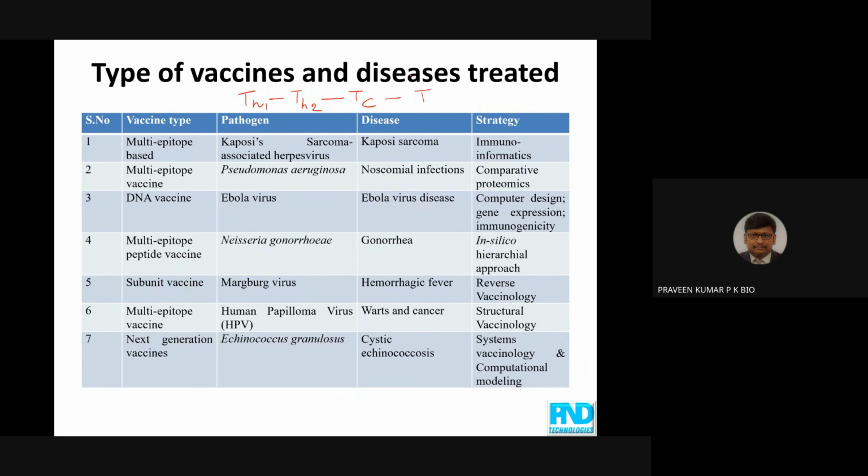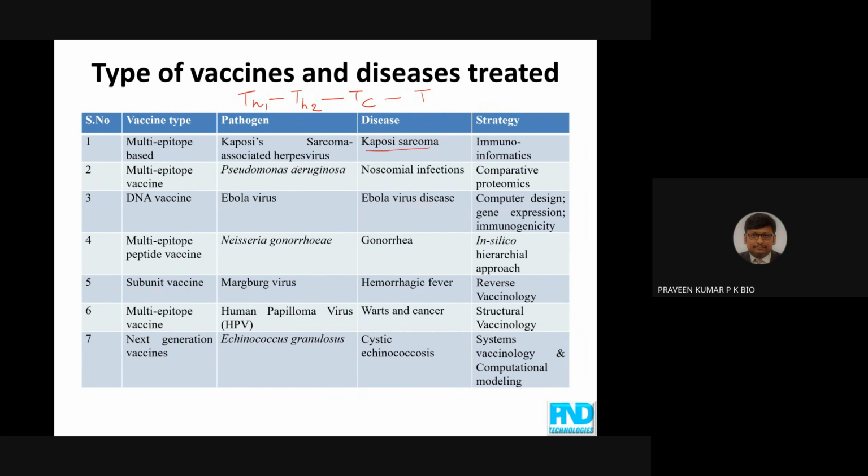So for multi-epitope based vaccines, the best pathogen example they're providing is Kaposi sarcoma associated herpes virus. This is actually linked with Kaposi sarcoma. So how is the multi-epitope based vaccine discovered? Through the immunoinformatics approach.